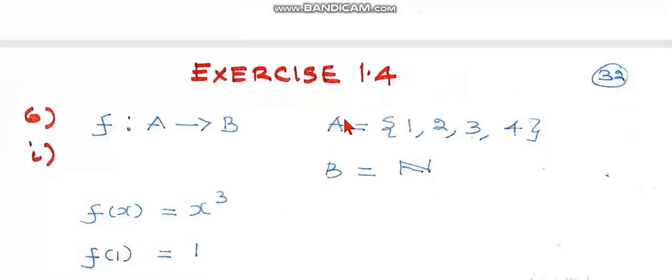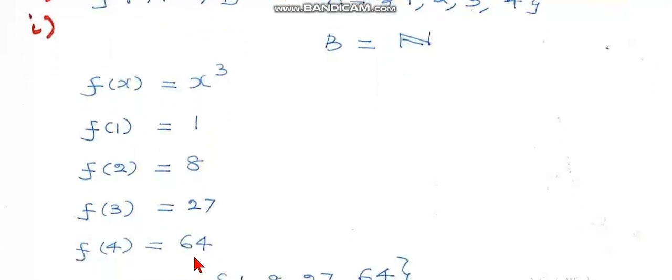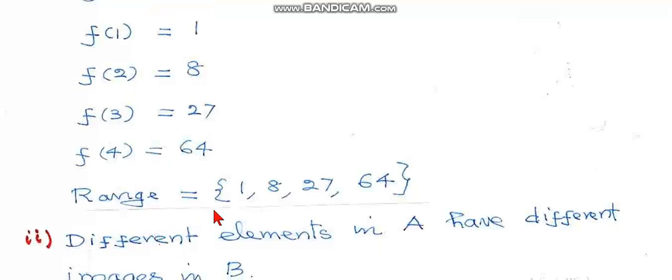Exercise 1.4, problem number 6, first subdivision. f is a function from A to B. The set A is 1, 2, 3, 4. B is the set of natural numbers. f of x is defined as x cubed. Now what is f of 1? 1 cubed, 1. f of 2, 2 cubed, 8. f of 3, 3 cubed, 27. f of 4, 4 cubed, that is 64. So the range is 1, 8, 27, 64. That's it.